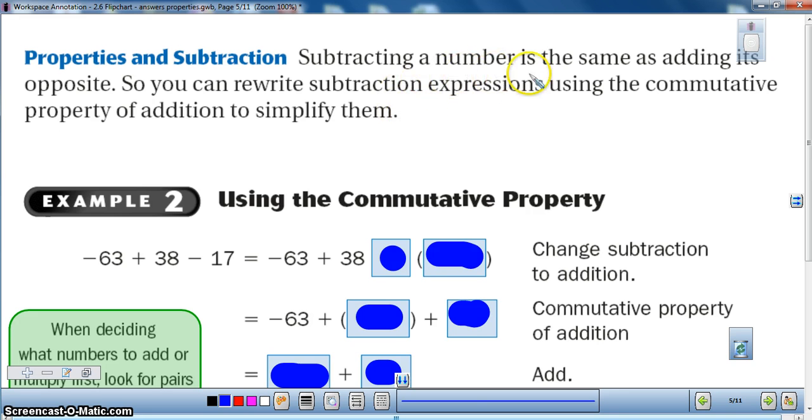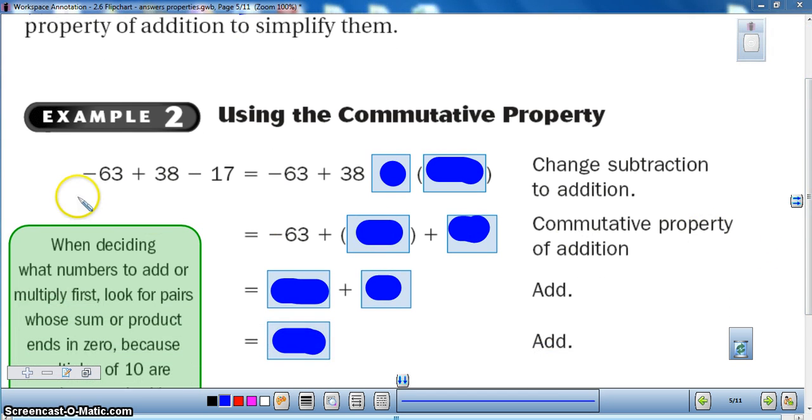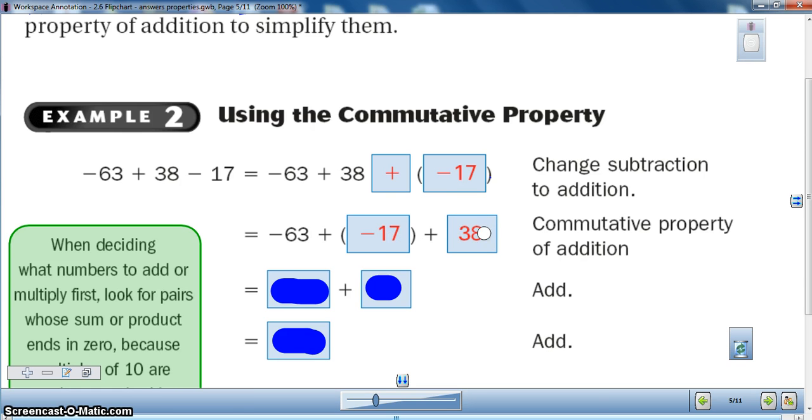Properties of subtraction. Remember that subtracting a number is the same as adding its opposite. So you can always rewrite subtraction, and then you can use the commutative property. If you don't rewrite it, you cannot reuse that property. When you have this long string of numbers, negative 63 plus 38 minus 17, our first step, the definition of subtraction, is changing it to adding the opposite of 17, which is negative 17. In this case, we might want to regroup using our commutative property and put the negative 17 in the middle. Why? Adding the two negatives together becomes a lot easier.